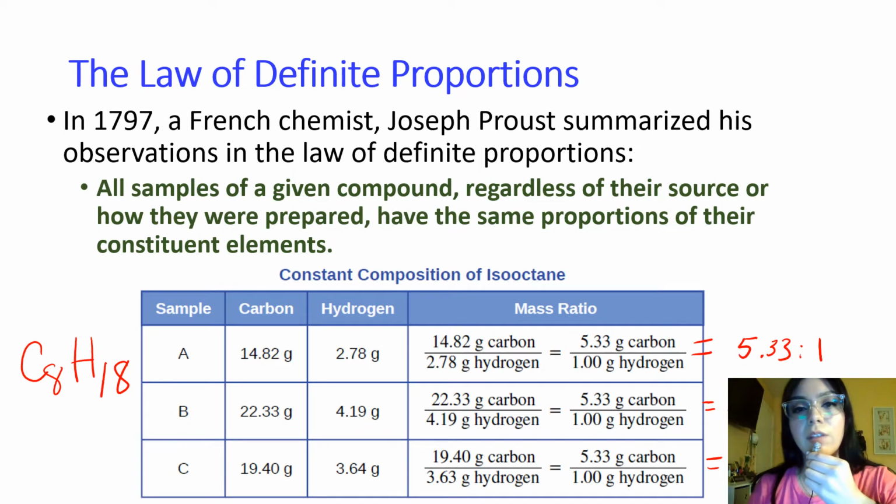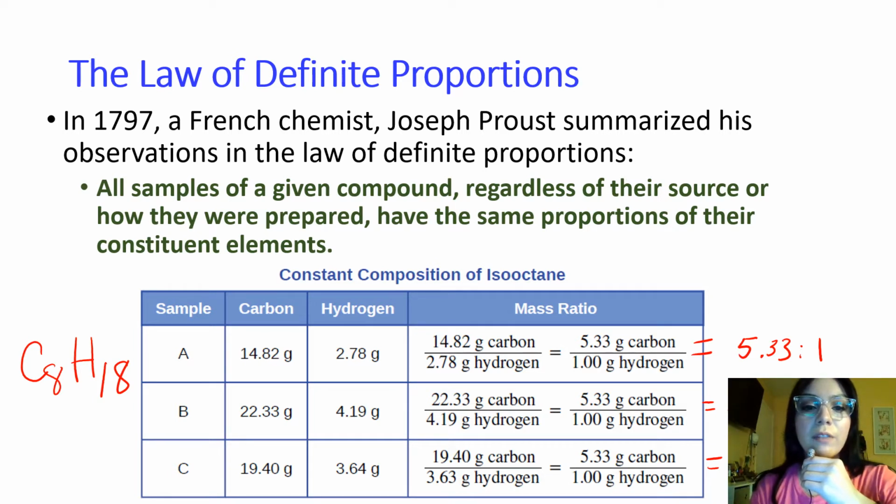So next we have the law of definite proportions, which was postulated by another French chemist, Joseph Proust. He summarized that when you have more than one sample, whatever the sample may be, of one type of compound, regardless of where it came from, how it was prepared, you will have the same proportion of the elements within it in whatever sample it may be.